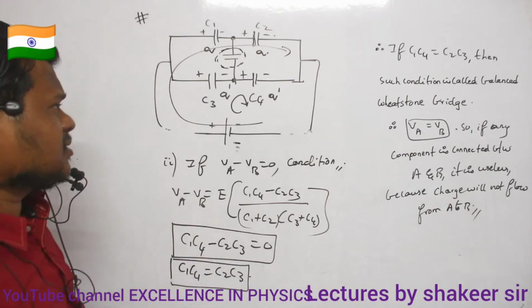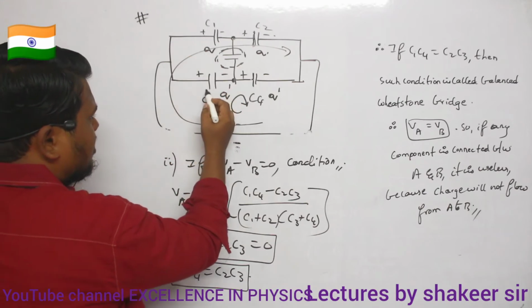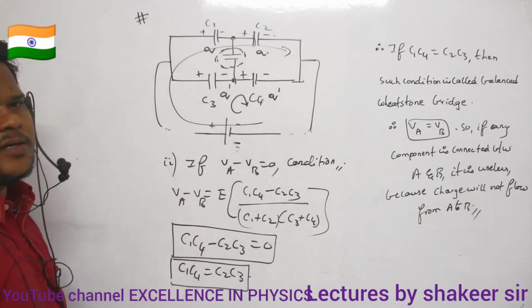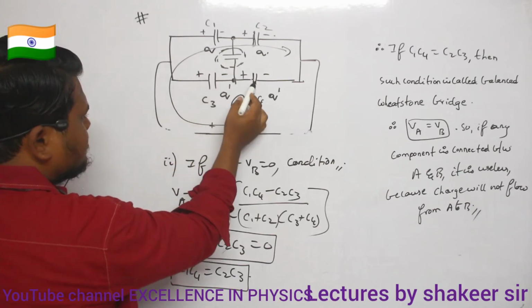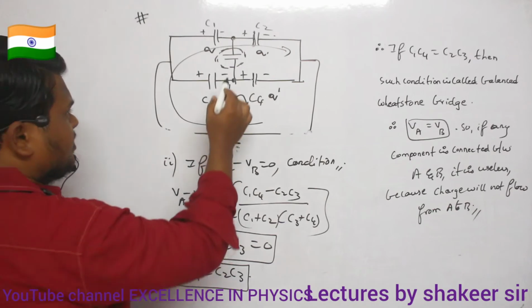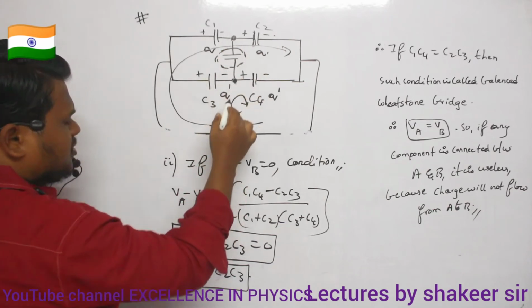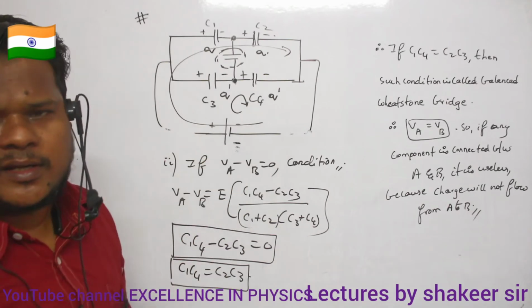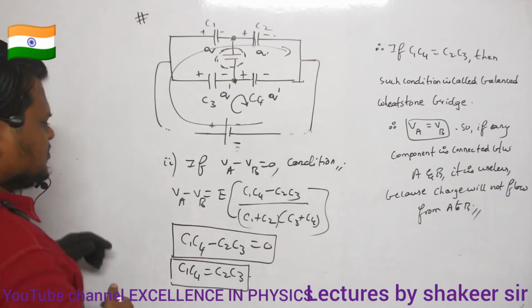In which condition? The condition is that this should always be satisfied: the product of these two and the product of these two must be equal. That is, C1 into C4 should be equal to C3 into C2. Only if this condition is satisfied, then the potential of this point and this point will be equal. And whether you connect any capacitor or not, there is no change in the circuit. Okay, ma? That's all.